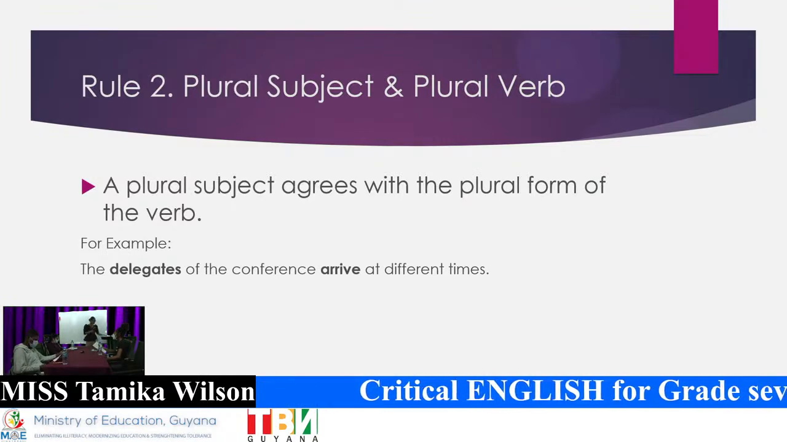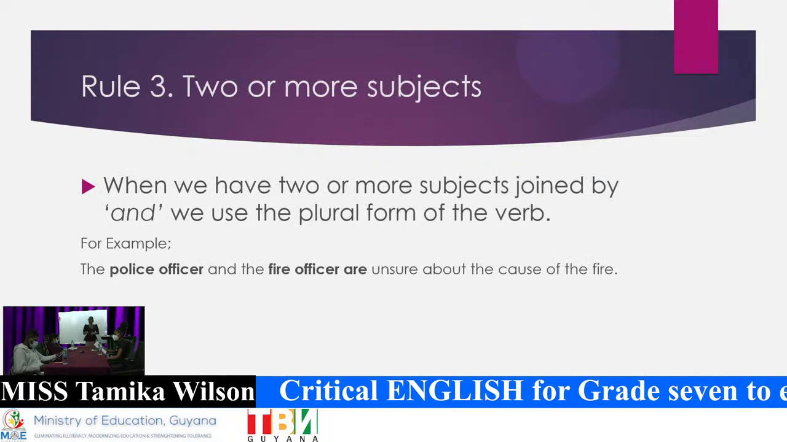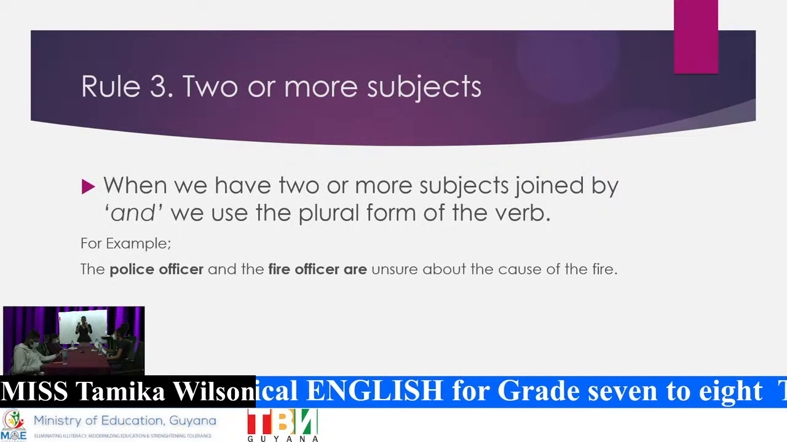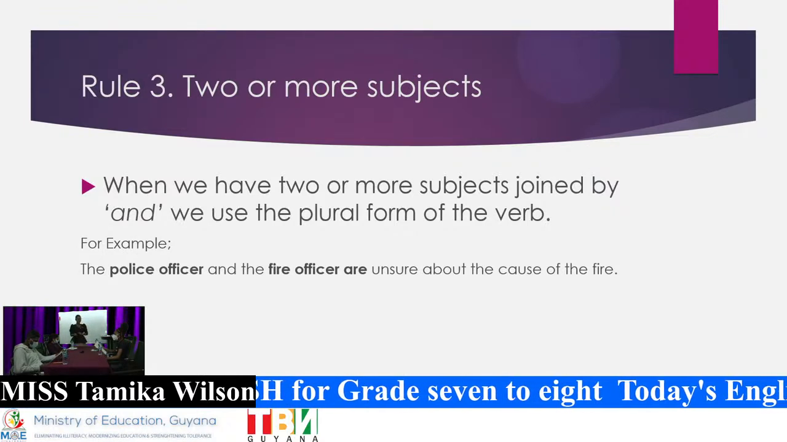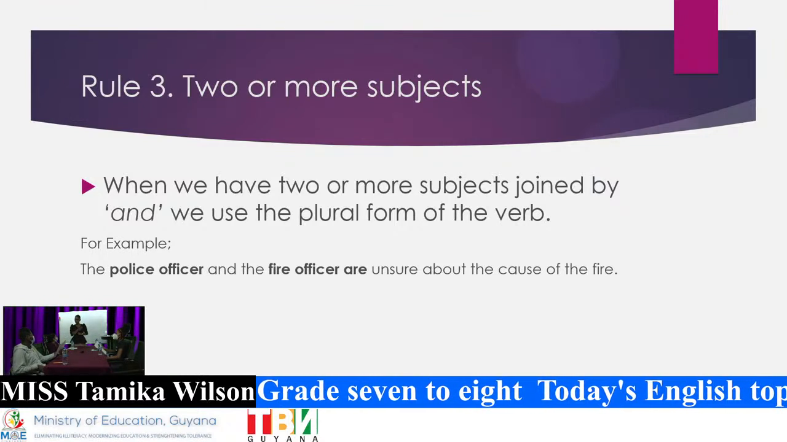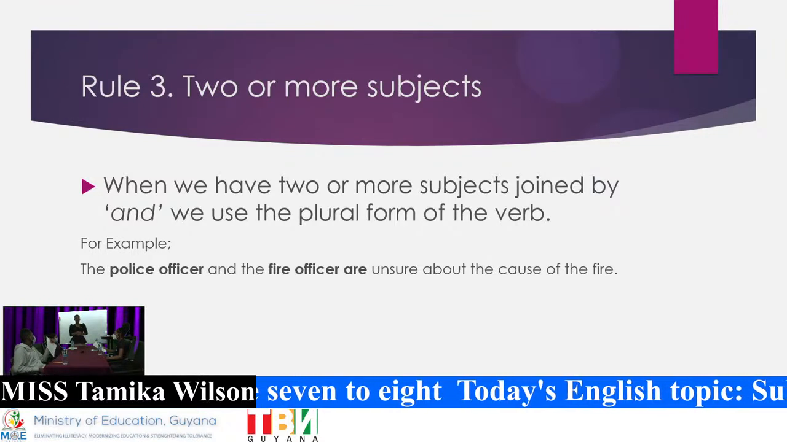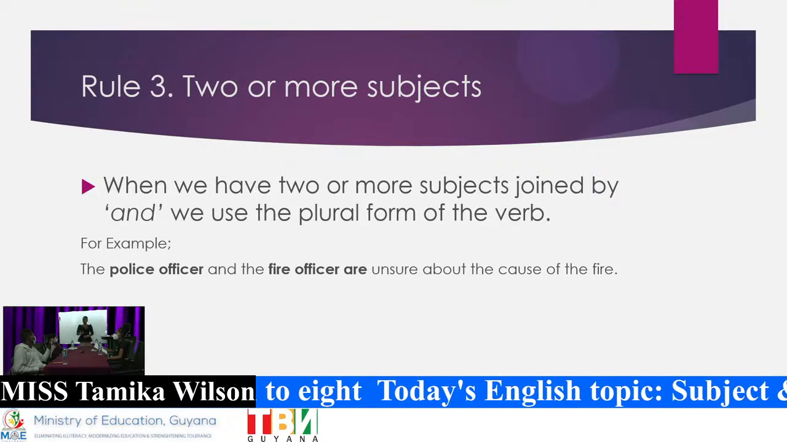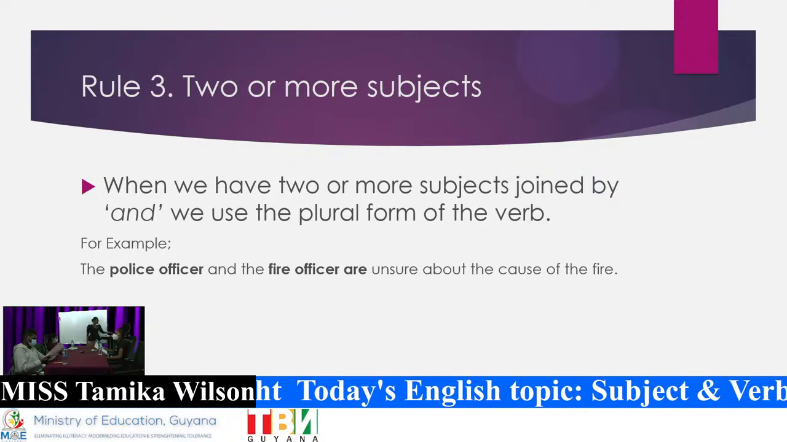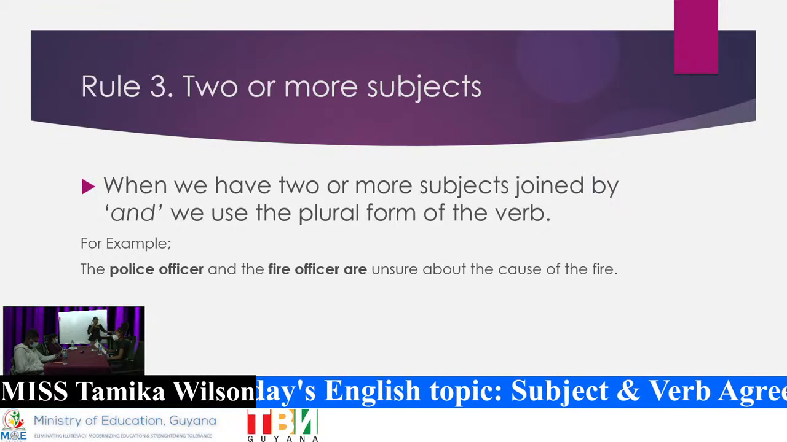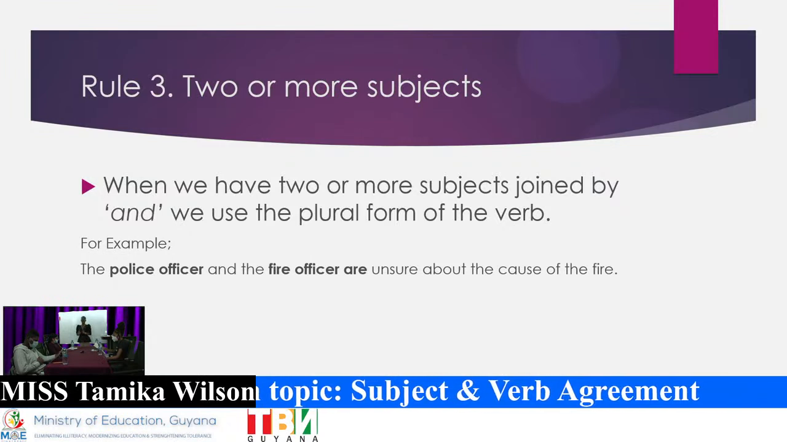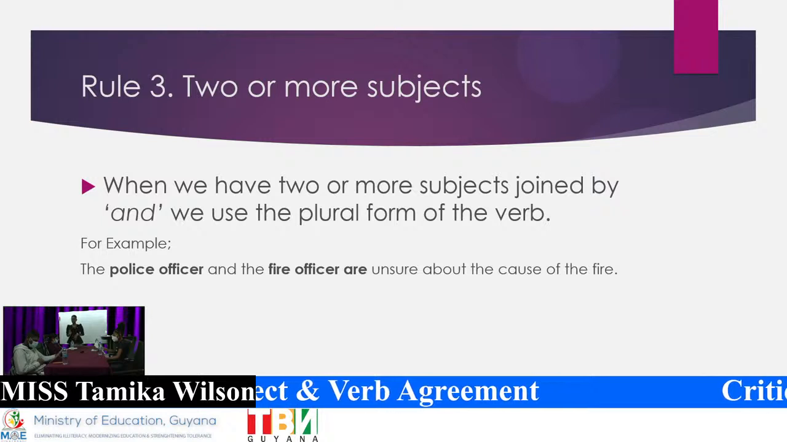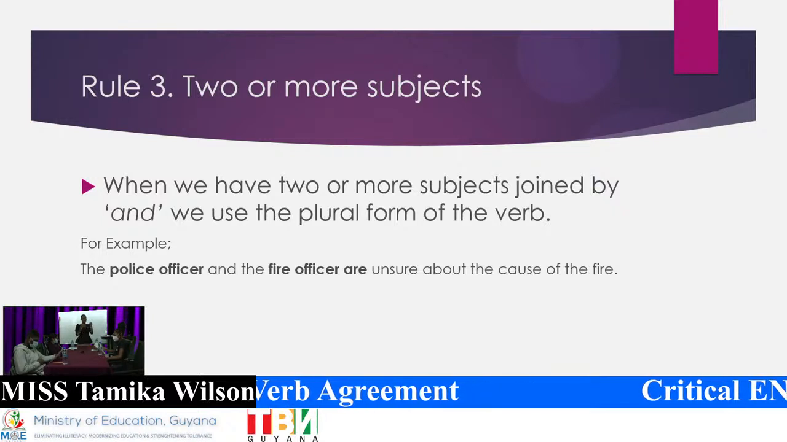Yes. All right. So remember, we must always keep in the back of our head the underlying principle. And what's the underlying principle? The verb must agree with the subject in number. Very good. The verb must agree with the subject in number. All right. So let's talk about rule 3. Two or more subjects. When we have two or more subjects joined by the coordinating conjunction and, we use the plural form of the verb. Why? Let's look at the example.